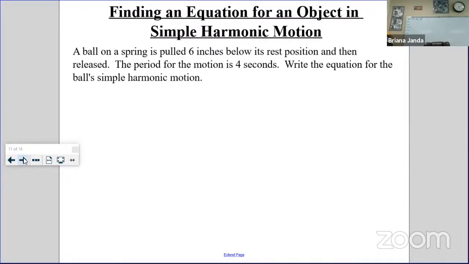Okay, so an example here. It says a ball on a spring is pulled 6 inches below its rest position and then released. 6 inches below becomes very important. The period for the motion is 4 seconds. Write the equation for the ball's simple harmonic motion. So the period for the motion is 4 seconds. Again, they use that Greek symbol. Let's go ahead and just keep calling it B.